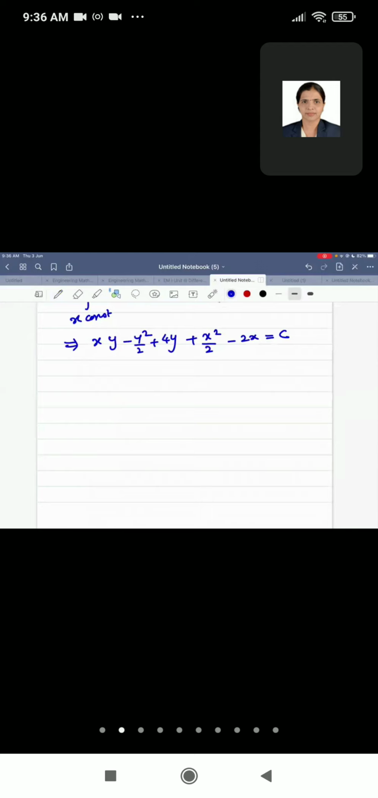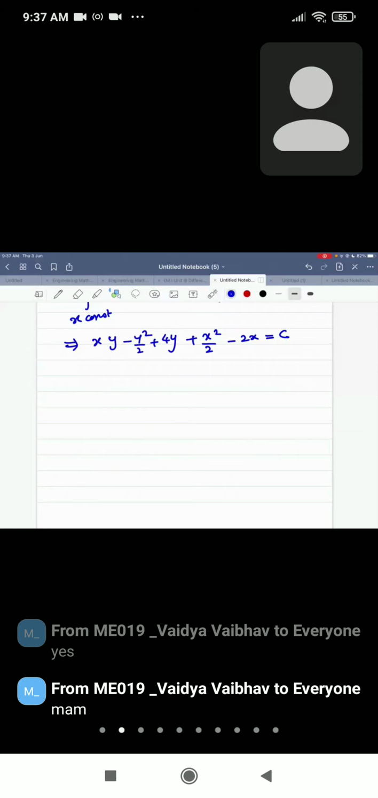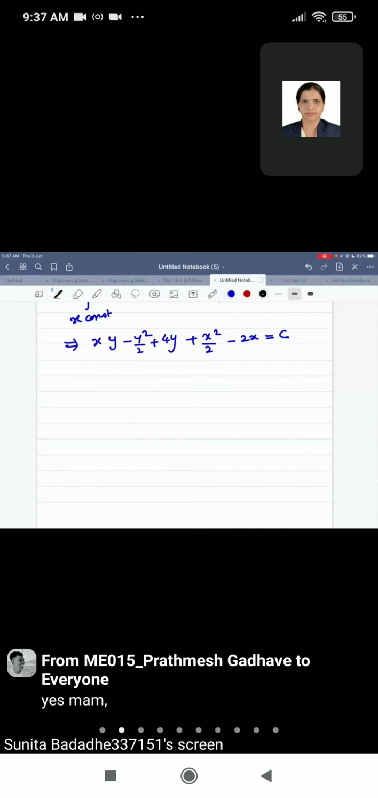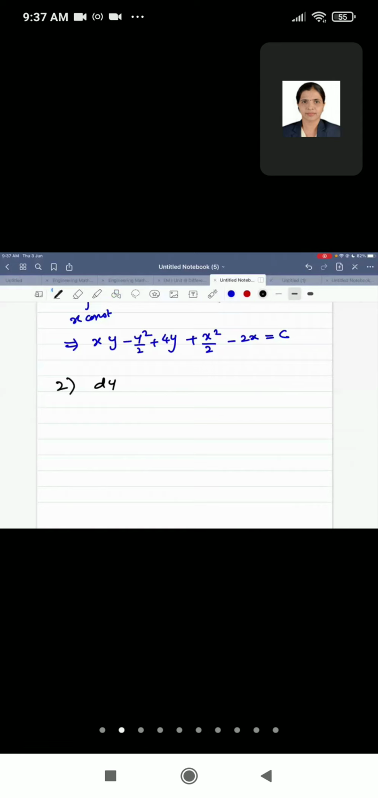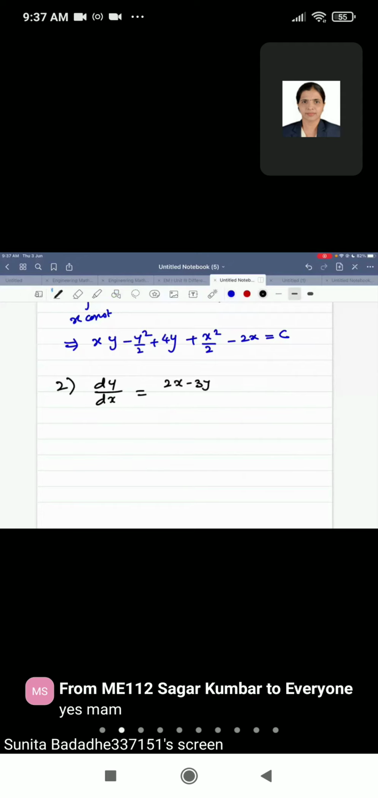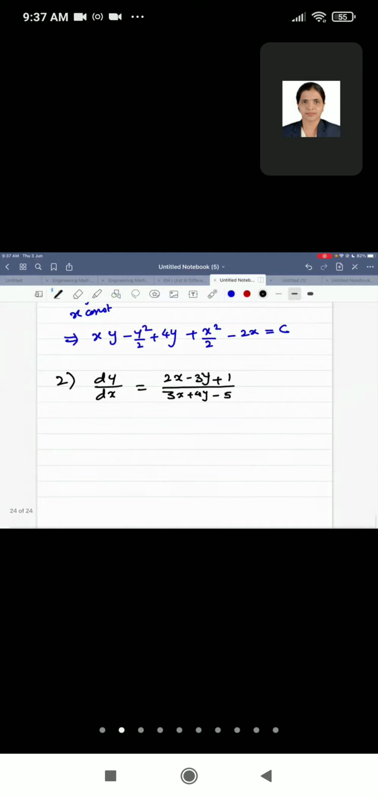Shall I take the next example now? Okay, now I'll take a similar example and I am expecting answers from you for this. So here we have dy by dx equal to 2x minus 3y plus 1 upon 3x plus 4y minus 5.